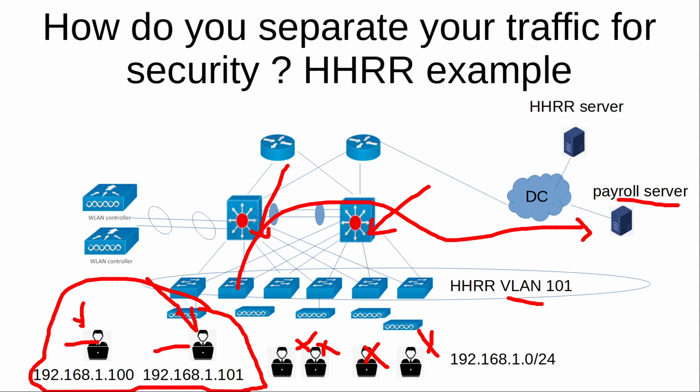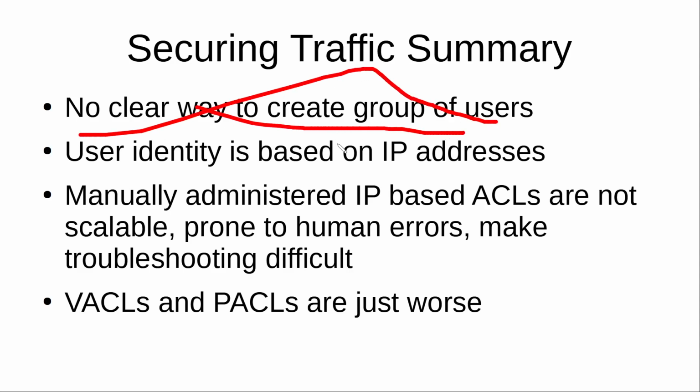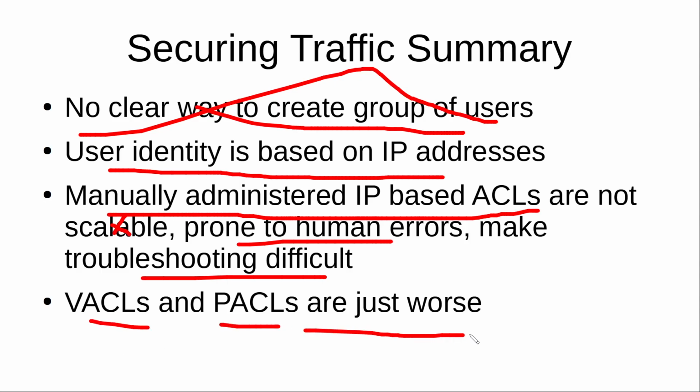This is actually a mess. We don't have a clear way to create group of users in traditional networks. User identity is based on IP addresses. Manually administering IP-based access control list is not scalable. It is prone to human errors. It makes troubleshooting difficult. And God forbid if you're using VLAN access control list or port access control list, this just makes matters worse. It makes troubleshooting even more difficult.